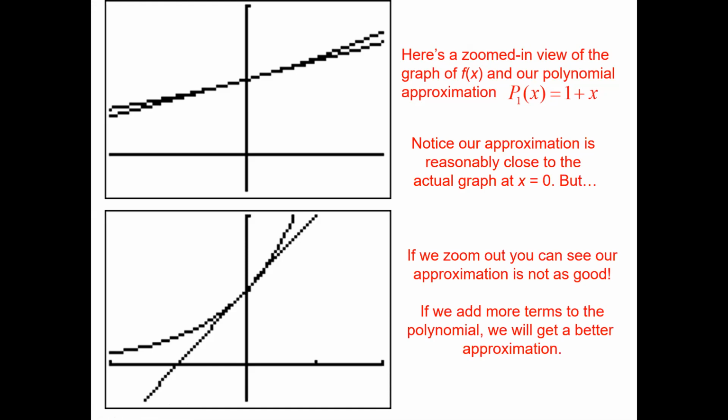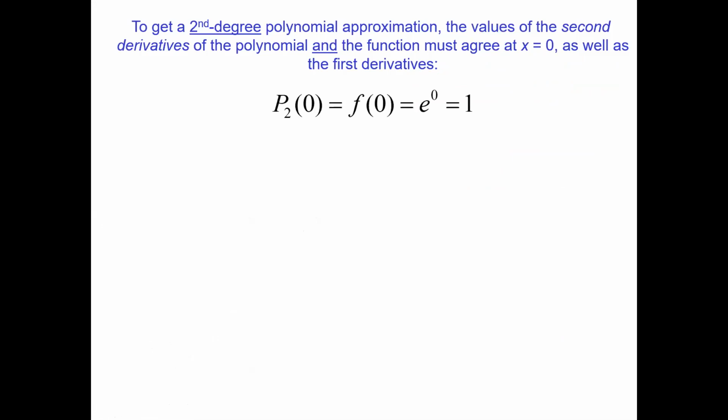Well, if we add more terms, so we did a first degree polynomial, which is really just a tangent line. If we added more terms, we're going to get a better approximation. So let's do this again, and let's do a second degree polynomial approximation. The values this time of the second derivative of the polynomial and the function must agree at x equals 0, as well as the first derivatives that we already did. So f of 0, of course, is 1. P prime of 0 would be f prime of 0, which of course would be 1.